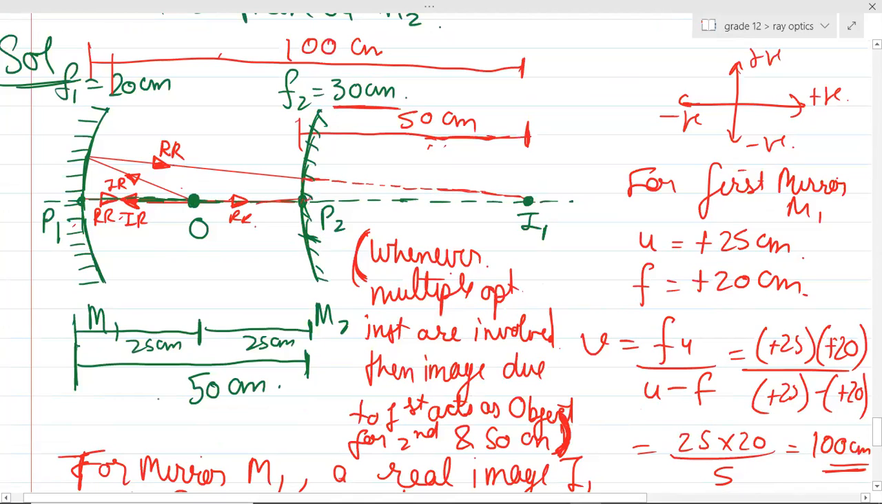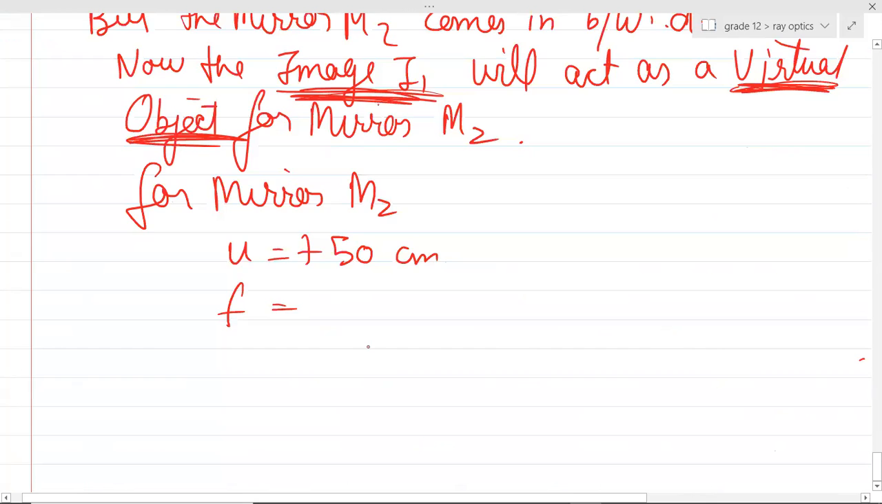So plus. Why plus? Because we are taking distance from the pole, and the focus of this mirror will lie somewhere over here, towards the right. That's why we are taking this as plus 30.